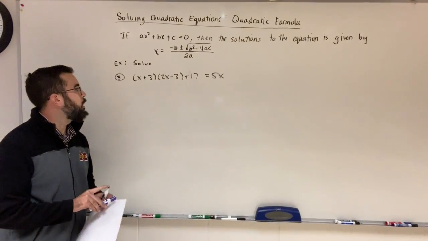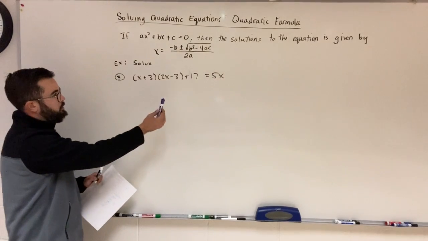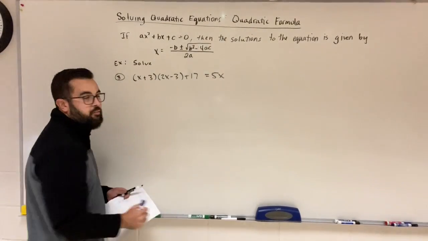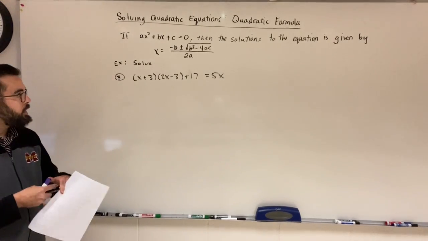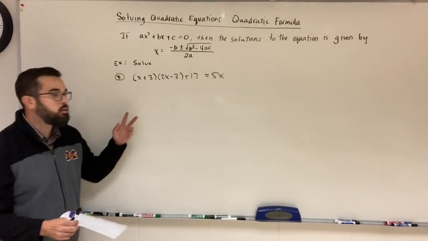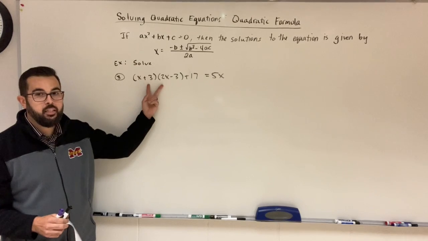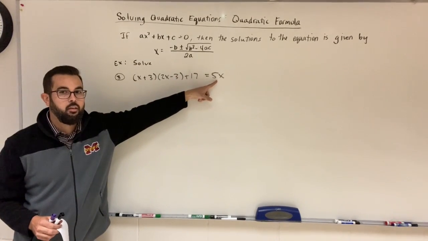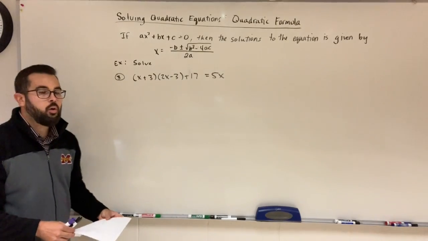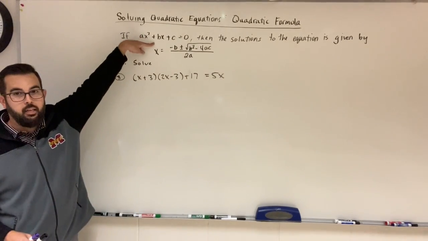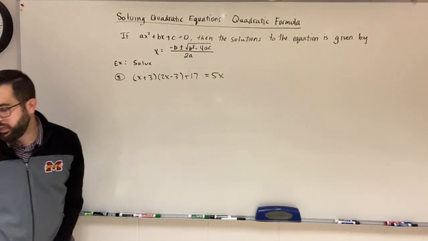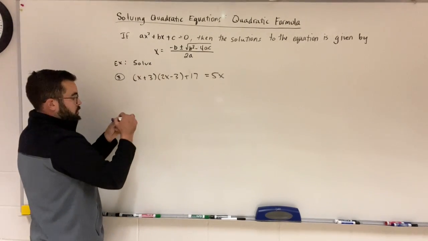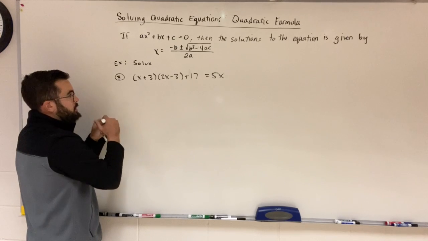All right, so in this problem, we have something that looks like factored form, plus 17 equal to 5x. So we cannot use the zero product property, even though it looks like factored form. We've seen stuff like this, and normally we just set them equal to 0. But we don't have a 0 on this side, so we can't use that. So we're going to have to try and get it into this form and see what we can do from there.